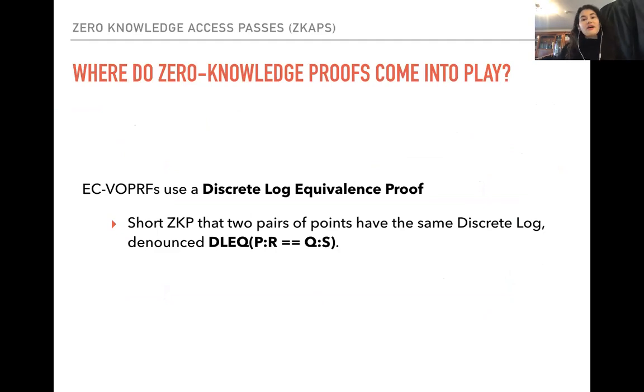So where are zero knowledge proofs then used, right? In the construction for the EC VOPRFs, DLEQ is used. So basically you just show that two discrete logarithms are equivalent. You can just think of that as basically a Schnorr construction. So this is where zero knowledge proofs actually come into play.